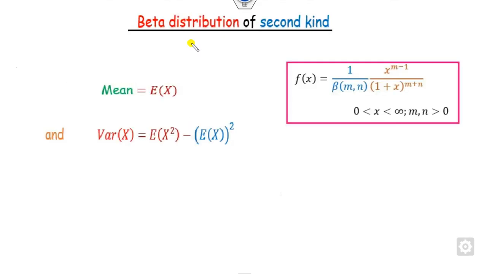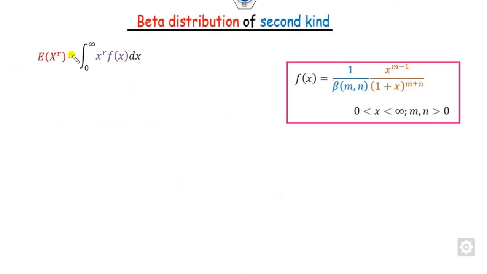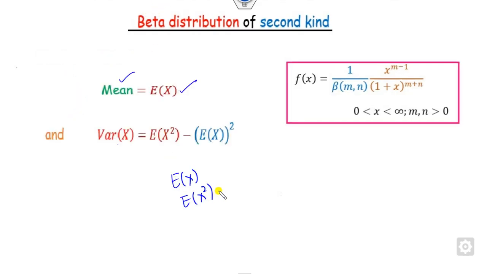Now our target is to find the mean and the variance of this x, and we know how to find the mean and variance, that is by using this formula, E(x) and E(x square) and so on. So we have to find the value of E(x) and the value of E(x square) firstly. So we can start in general from E of x raised to power r. When r is 1, that's the mean. When r is 2, that will be my E of x square.